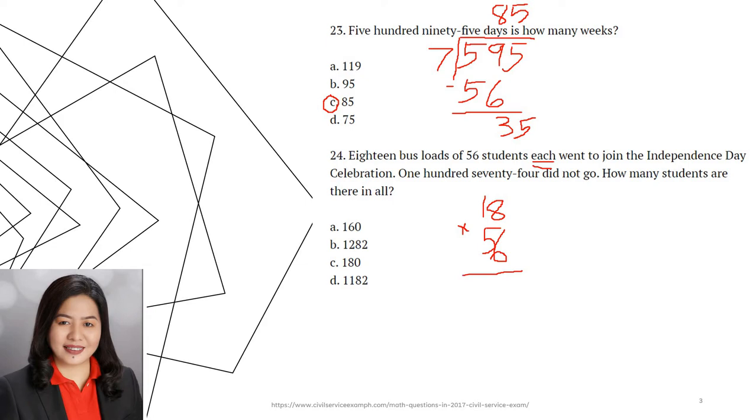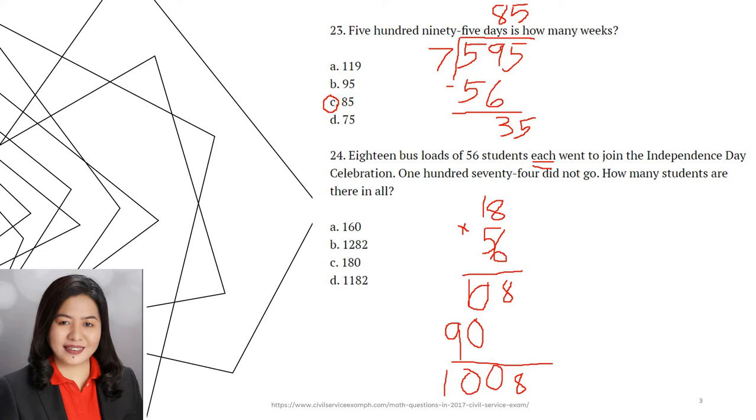8 times 6 is 48. Carry 4, that's 108. Then 8 times 5 is 40. And 5 times 1 is 5, plus 4 is 9. So that gives us 0, 8, and that gives us 10.